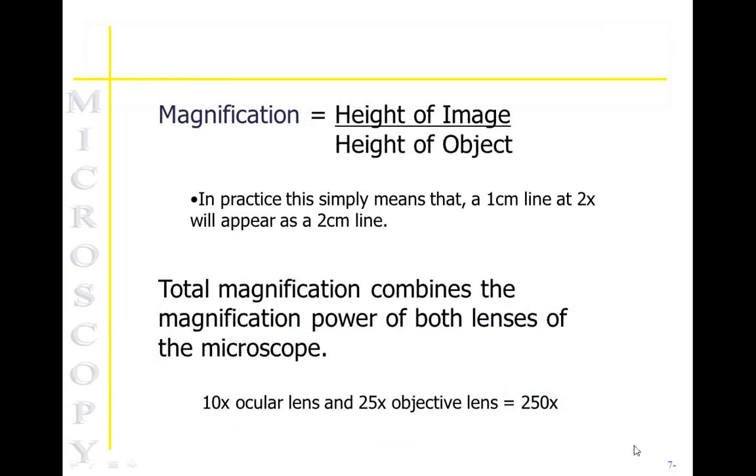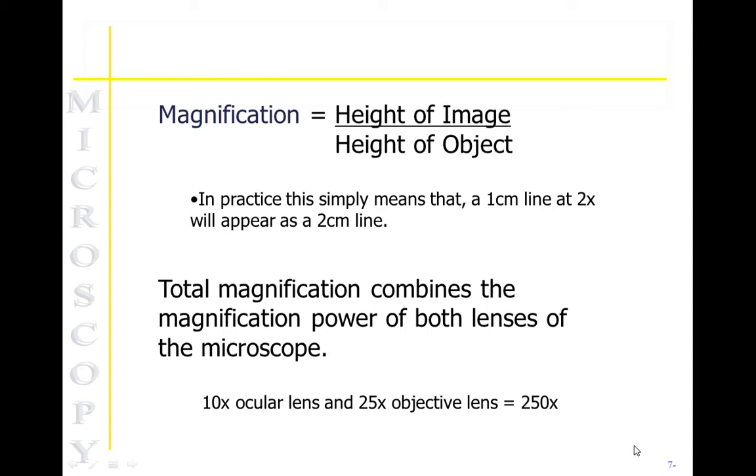In reality, we commonly think more of magnification as the height of the image over the height of the object, or in a more practical sense, if you have a 1 centimeter line that is viewed at 2 times power, it's going to appear as a 2 centimeter line.